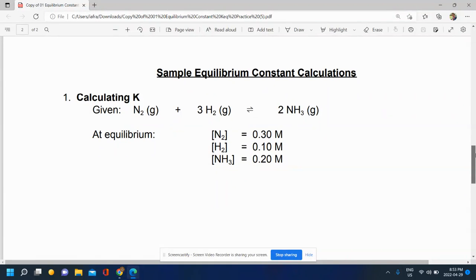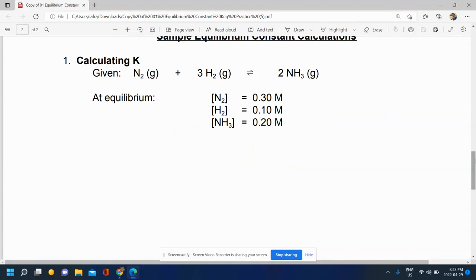In this video, we're going to do some numerical examples to see how we can determine some equilibrium constant values given some concentrations at equilibrium. So here we have a system, and we're told that we measured some concentrations, and those concentrations are equilibrium concentrations. So at equilibrium, these are the concentrations of the different substances in our system.